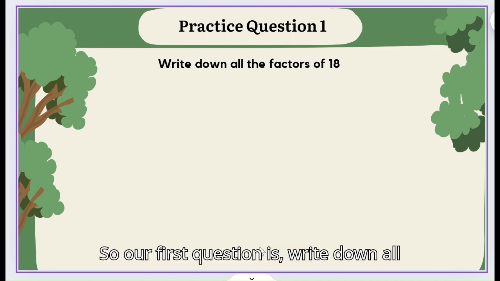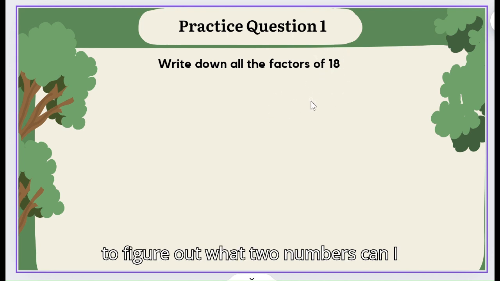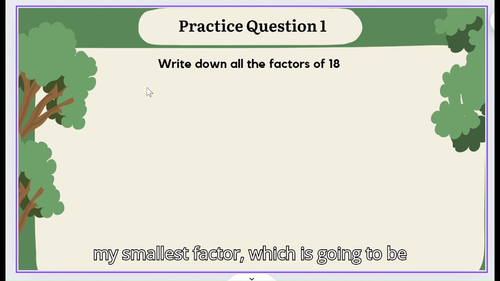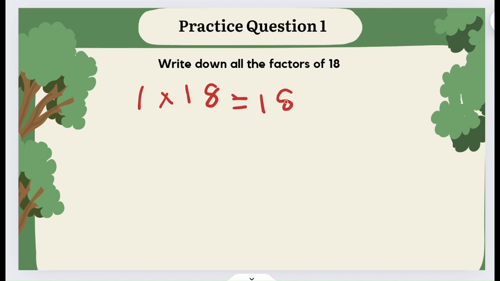So our first question is, write down all the factors of 18. So I'm going to figure out what two numbers I can multiply to give me 18. So I start with my smallest factor, which can be 1. So 1 times 18 will give me 18. Then 2 times 9 also gives me 18.